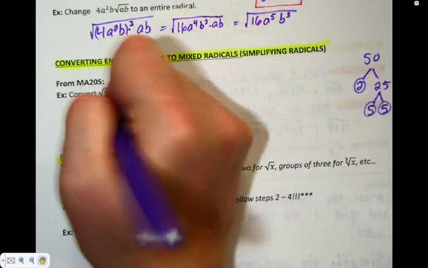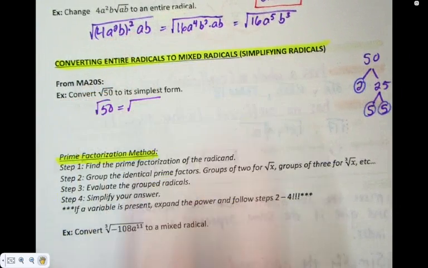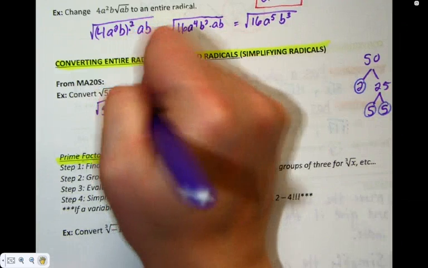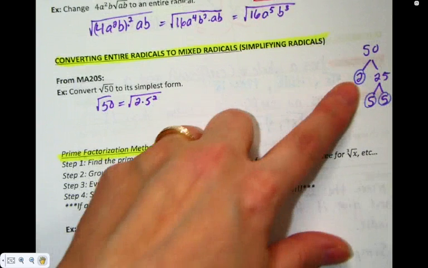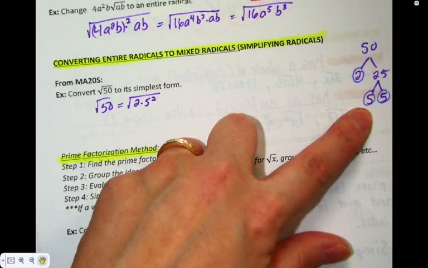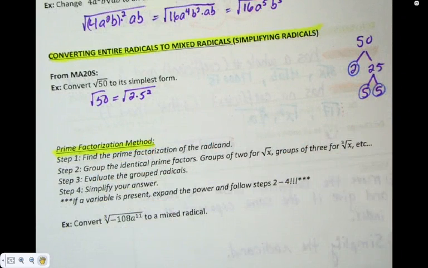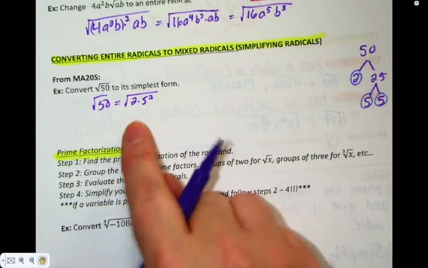So I'm going to take root of 50 and I'm going to say, well, it's the same thing as root of 2 times 5 squared. Still with me? Prime means that the only factors are 1 and itself, but 1 doesn't count. So the only factors of 2 are 1 and 2, and the only factors of 5 are 1 and 5. There's nothing else we can break it down into. You still with me here, what I've done?